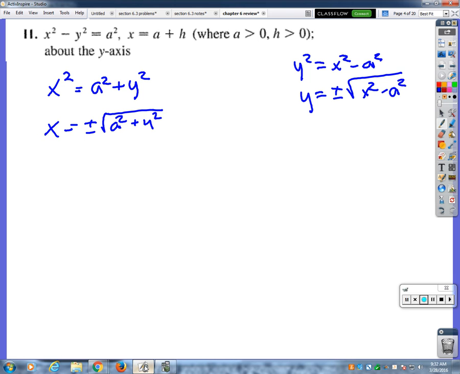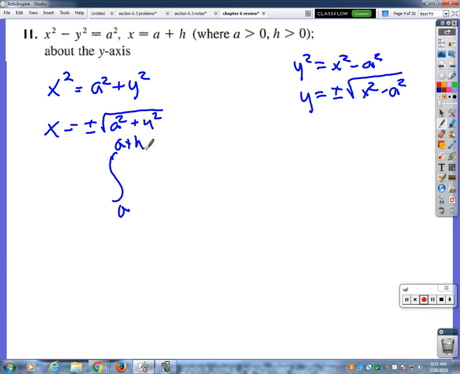Okay, so it says the graph of x squared minus y squared equals a squared is a hyperbola with right and left branches. So that's the graph that we were looking at. So the volume that we want to do, I wouldn't ask you guys to do this, so don't sweat it very much. The integral that we would need to set up for this is from a to a plus h.